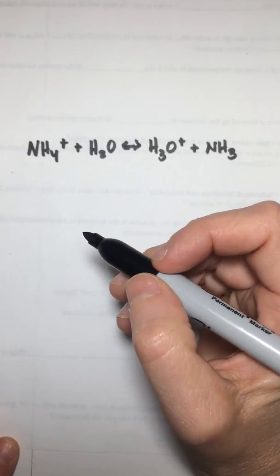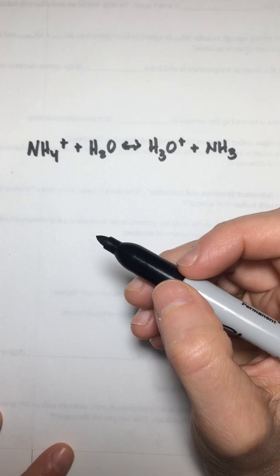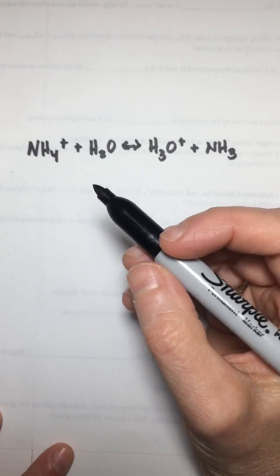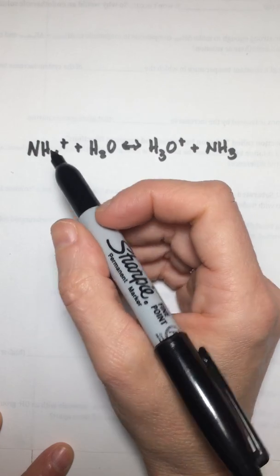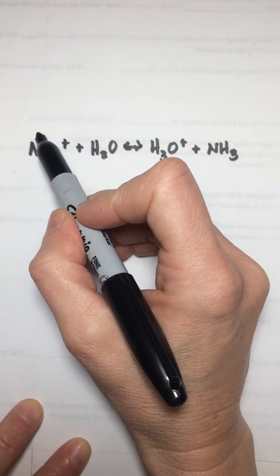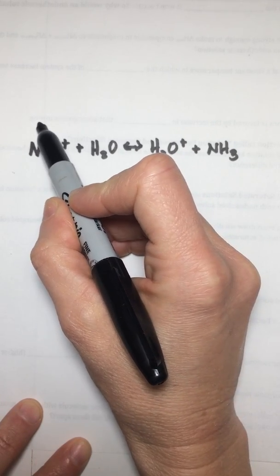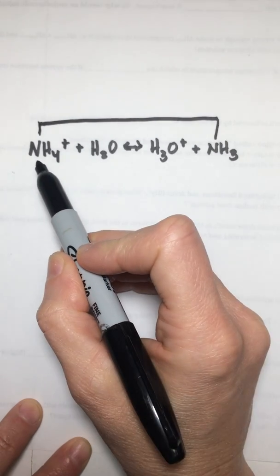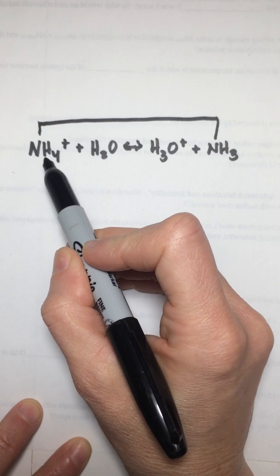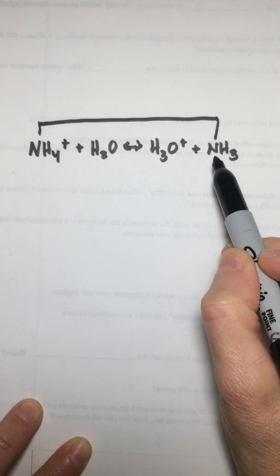The question asks, which is the Bronsted-Lowry acid? Well, remember that a Bronsted-Lowry acid donates a proton. I would first find the conjugate acid-base pairs. So this is a conjugate acid-base pair because it only differs by one proton.